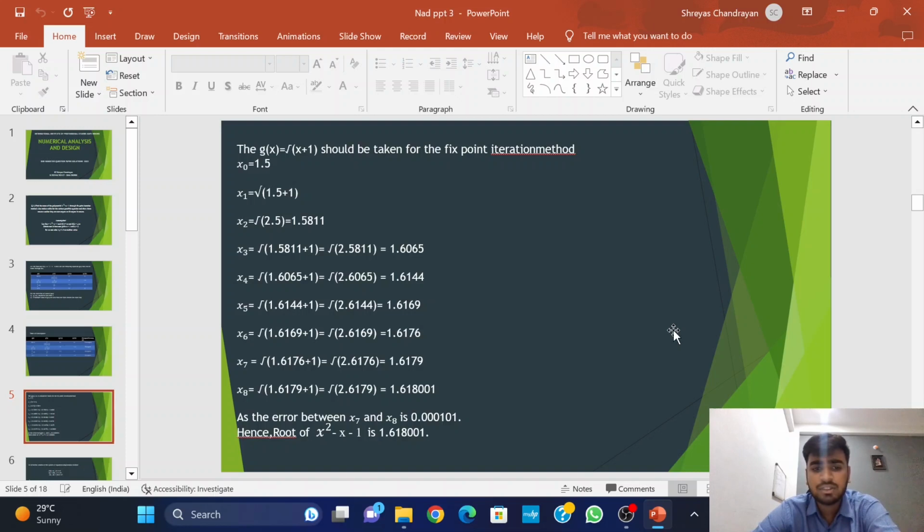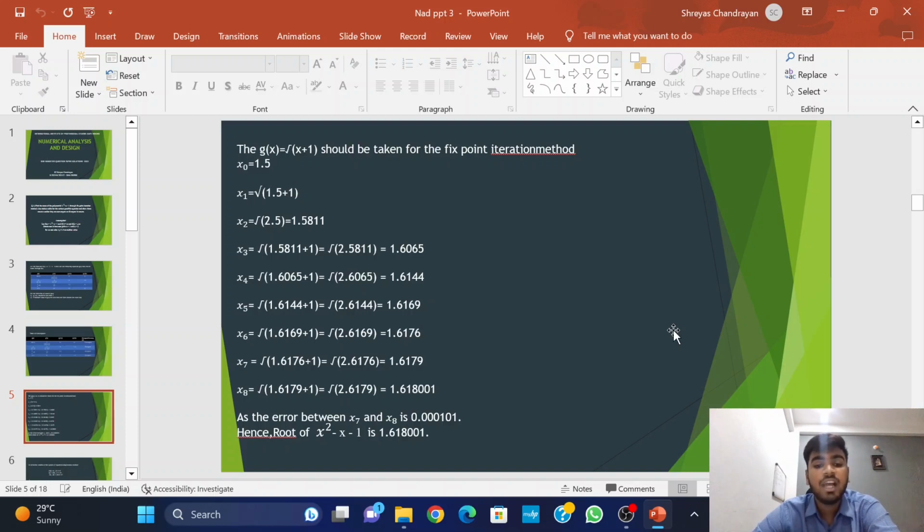The g(x) equal to root of x plus 1 should be taken for the fixed point iteration method. x0 is equal to 1.5, x1 is equal to root of 1.5 plus 1, x2 is equal to root 2.5, which is equal to 1.5811, x3 is equal to root of 1.5811 plus 1, which is equal to root 2.5811, which is equal to 1.6065. x4 is equal to root of 1.6065 plus 1, which is equal to root 2.6065, which is equal to 1.6144.